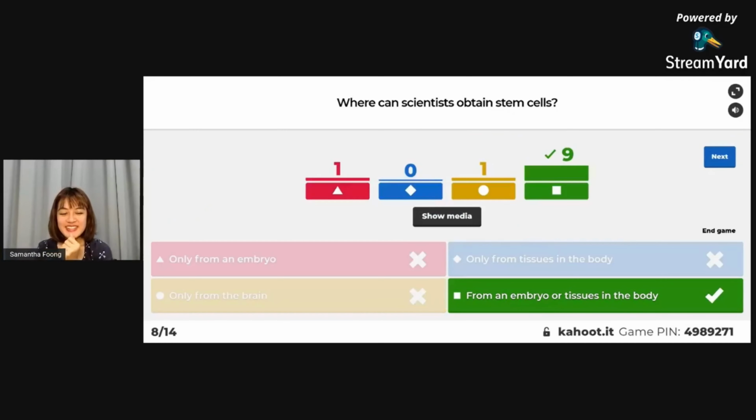Okay. So I see most of you got that correct. So indeed, you can obtain stem cells from both an embryo and also other tissues within the body. And fun fact, stem cells harvested from embryos are called embryonic stem cells, and they divide really easily. But the challenge of embryonic stem cells is convincing them to turn into more specialized cells.